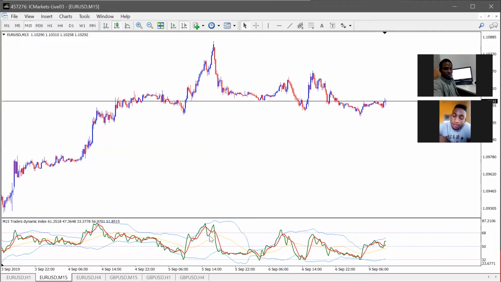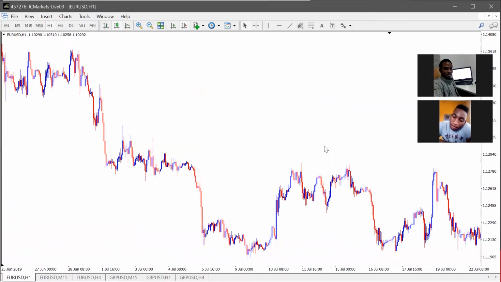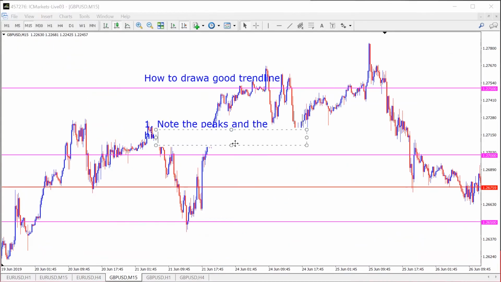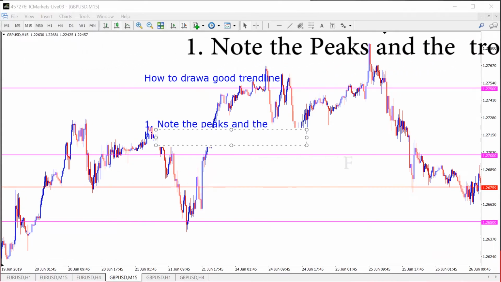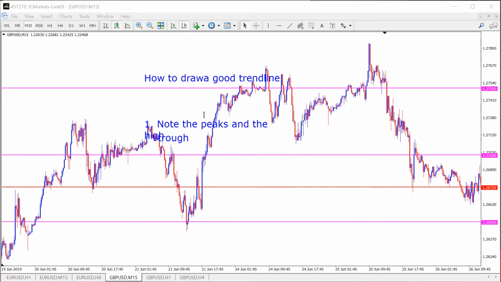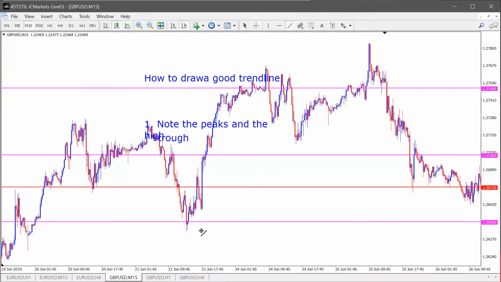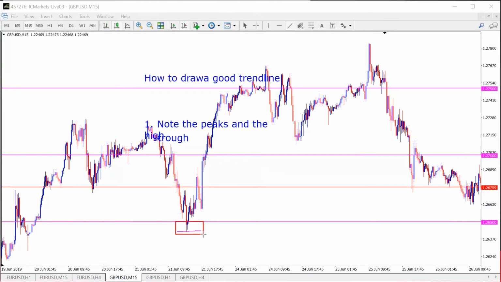First, how do you know a very good trend line? How to spot a good trend line: peaks and troughs, that is highs and lows. Where's your high and low? This is a low. For an uptrend, you focus on these sides. This point is a low, and this is the point of breakout too. It broke out at this point. Upon the break, you trade.